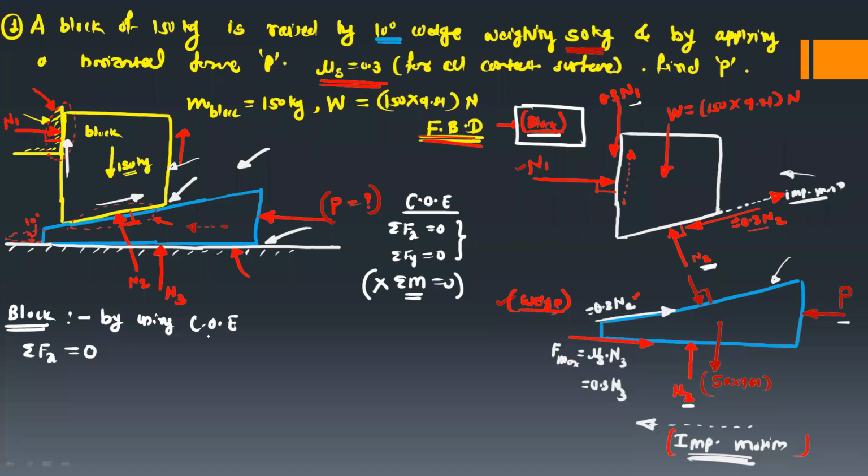For the summation Fx, just observe the inclined force. I will assume this direction as the y direction and this is your x direction. If you observe this force 0.3 N1, it is along the y direction, W is along the y direction, and N1 is along the x direction. But this N2 force and this force 0.3 N2 are not along the x direction. So we have to resolve these forces.